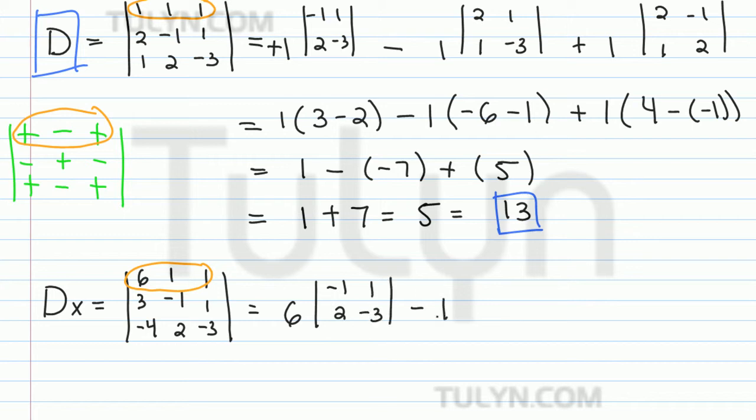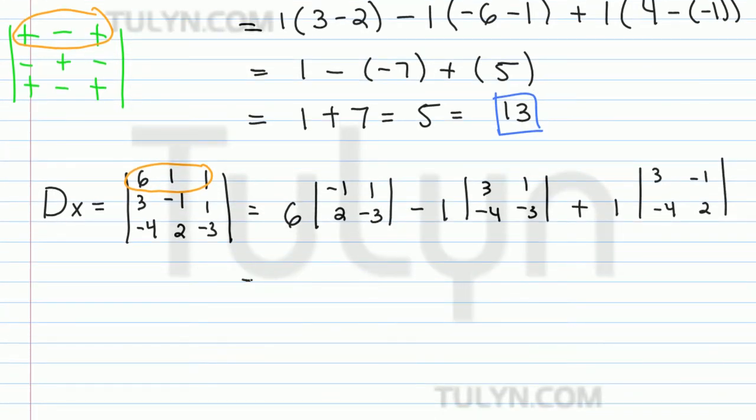Then we know, since the signs alternate, the second term is going to be subtracted. So 1 times 3, negative 4, 1, negative 3, and then finally plus 1 times its minor, 3, negative 4, negative 1, 2. Great. So now let's solve.